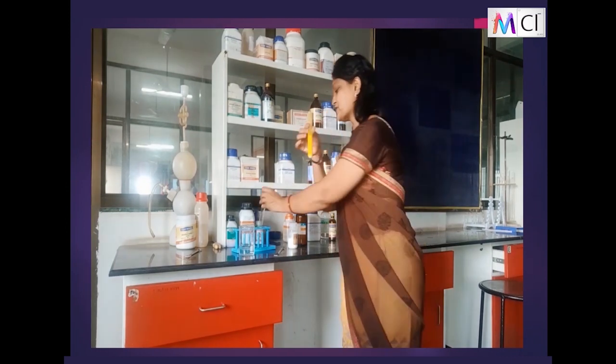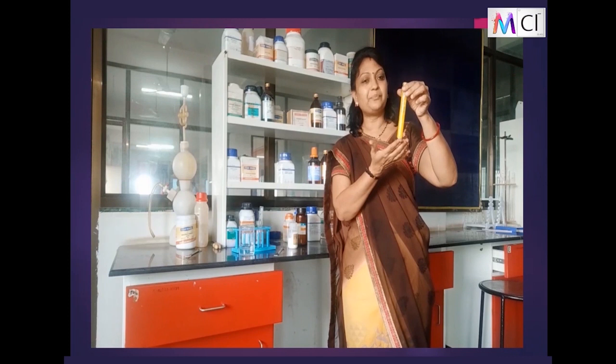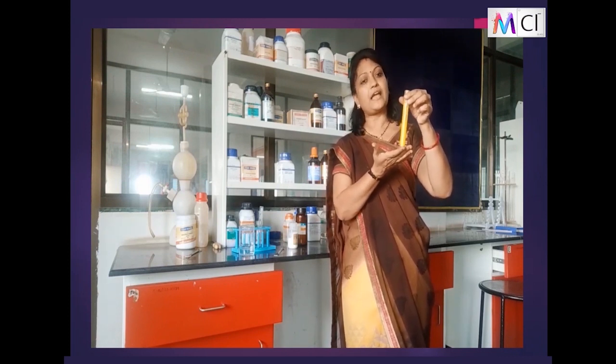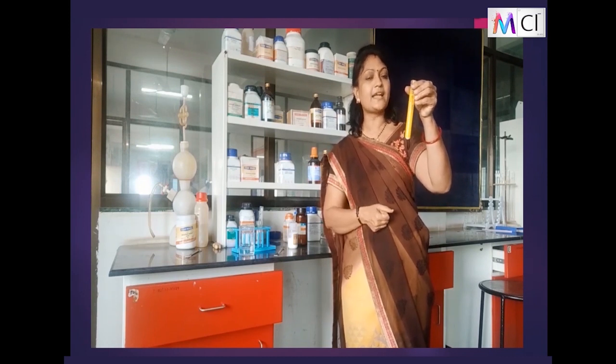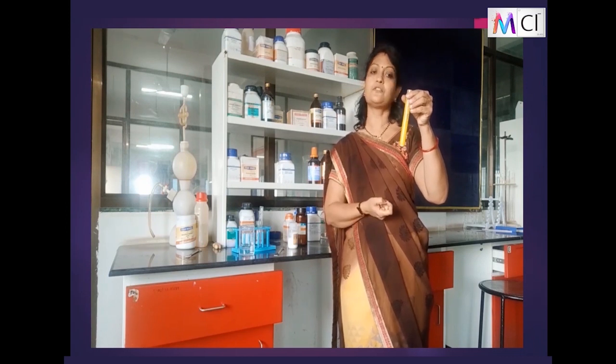What do you observe, children? A beautiful yellow color precipitate of lead iodide is formed along with potassium nitrate. So, this is a double displacement reaction where a yellow precipitate of lead iodide is formed.